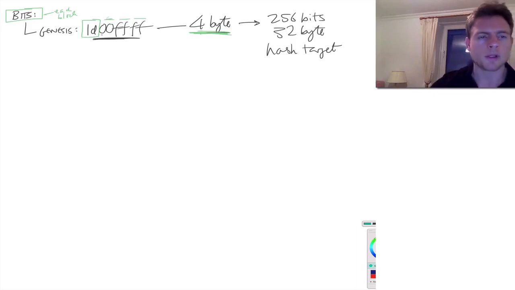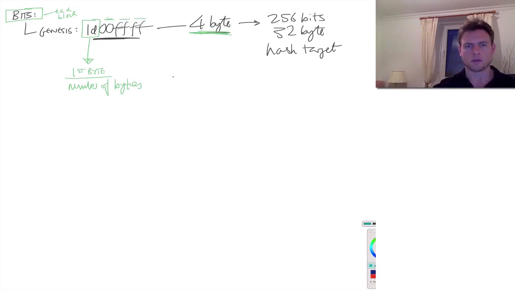So the key point is that the first byte of the bits is basically the number of bytes that the target number takes up. Now the maximum number of bytes that the target can take up is 32, because there are 256 bits in total. My apologies. And there are 32 bytes inside the 256 bits, 8 bits in a byte.